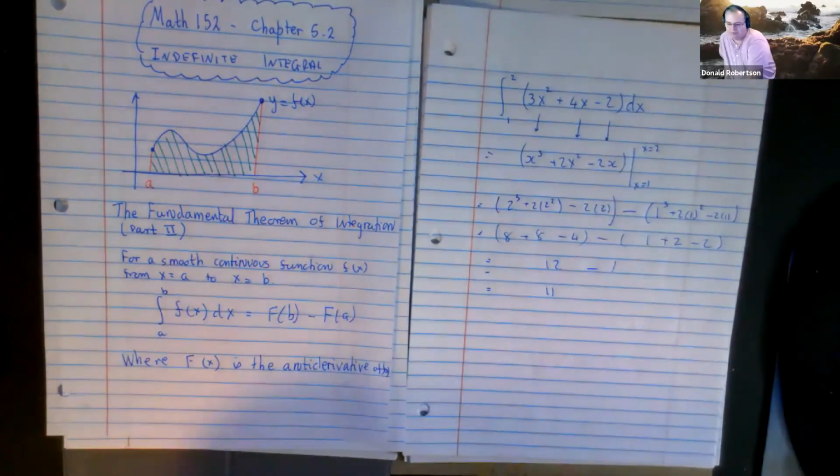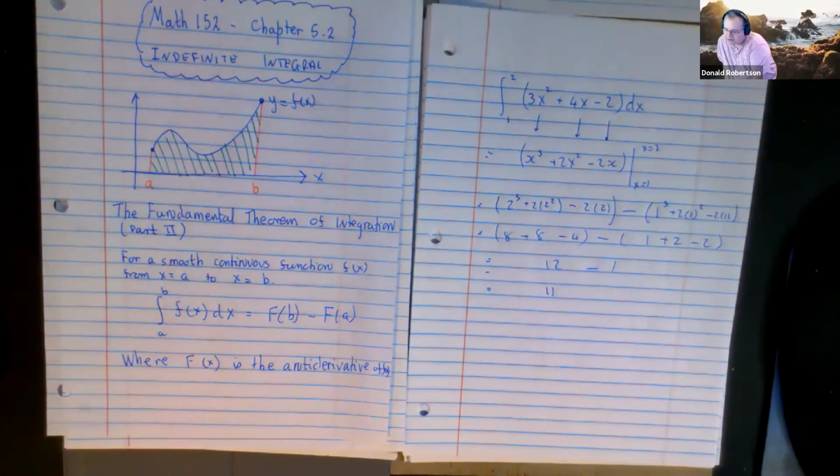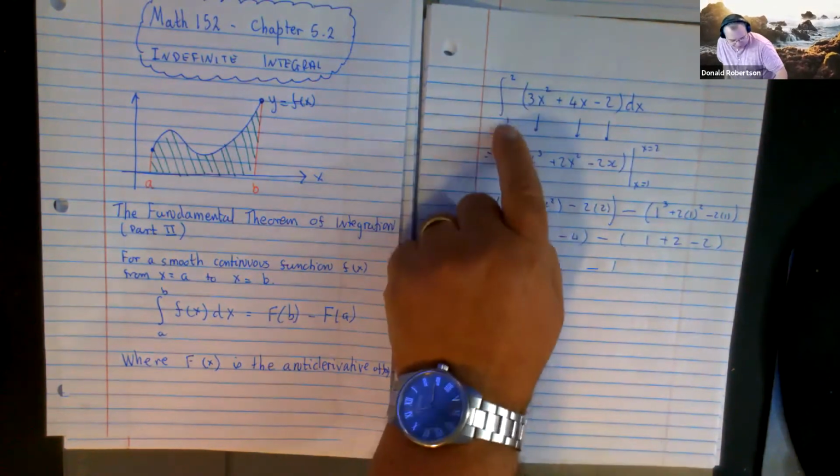That's very, very elegant, isn't it? Very quick. Find the antiderivative, evaluate it at the 2 numbers, start and finish, and subtract them.